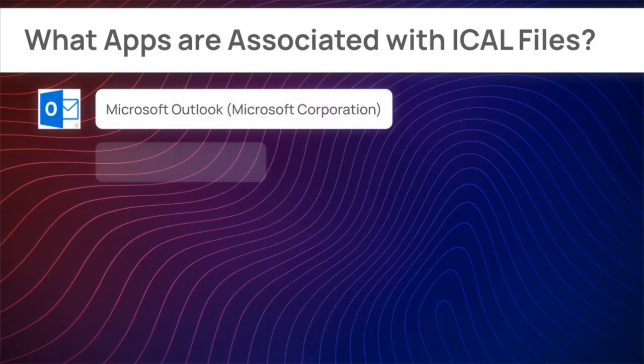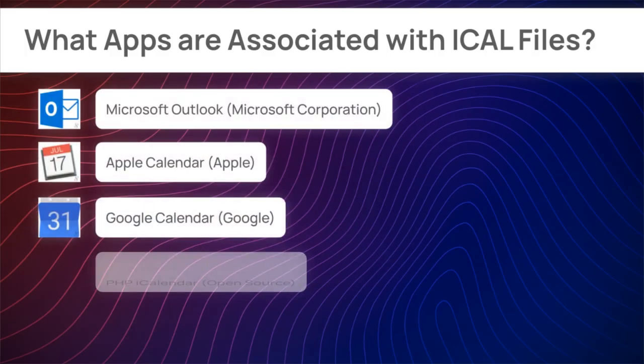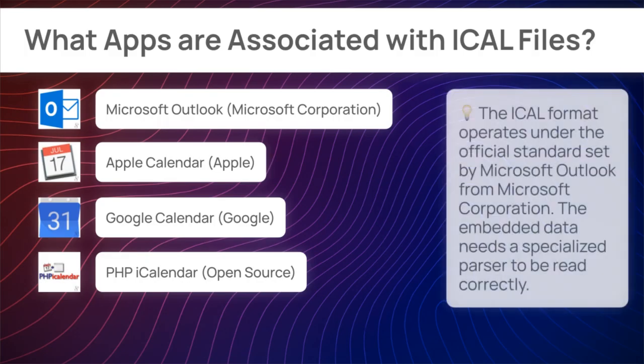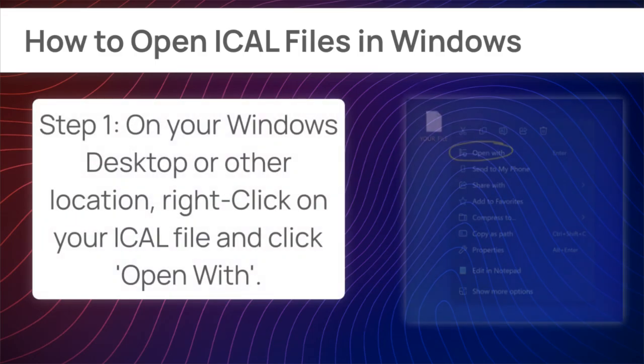To gain full access to ICAL, the application needed is Microsoft Outlook from Microsoft Corporation. The embedded data needs a specialized parser to be read correctly. Windows may show the file type, but the actual data must be opened in the supporting software. We need to force an application link.